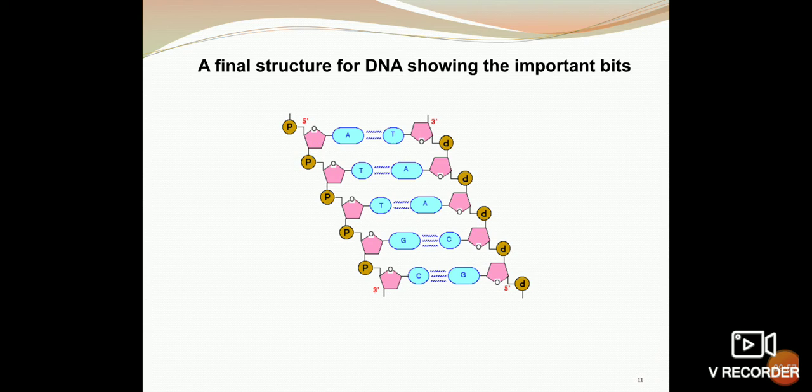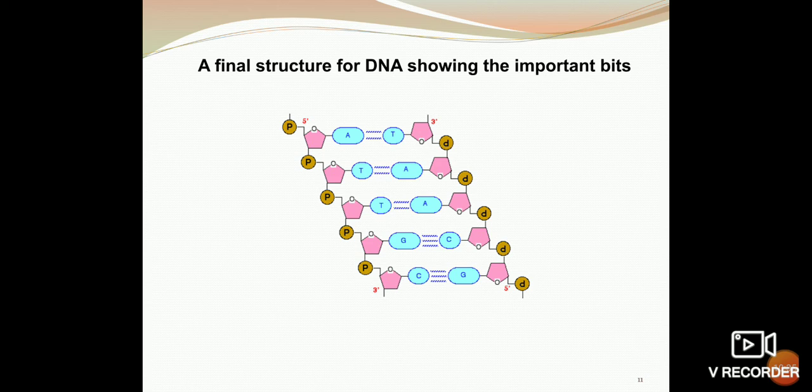The final structure of DNA showing the important bits. On the left hand, we see the chain that runs from top to bottom, that is 5 prime. We have the carbon of the sugar, and the 3 prime, again the sugar, which is unpaired, or the free bond of the hydroxyl group. And on the right hand, we see the chain that is running parallel to the first chain on the left. It is opposite, right?